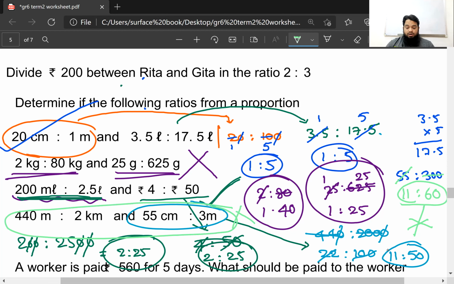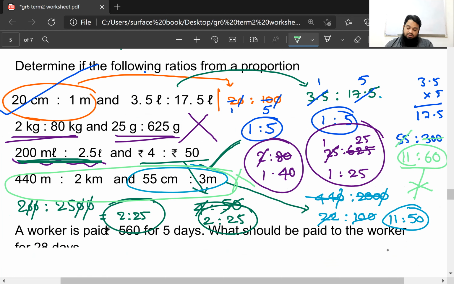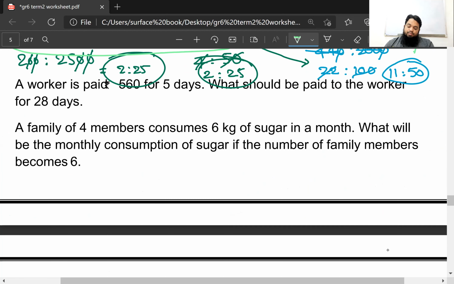So I hope you got what is proportion and how to check the proportion. Please practice. Until you practice, you will not understand the concept of proportions.